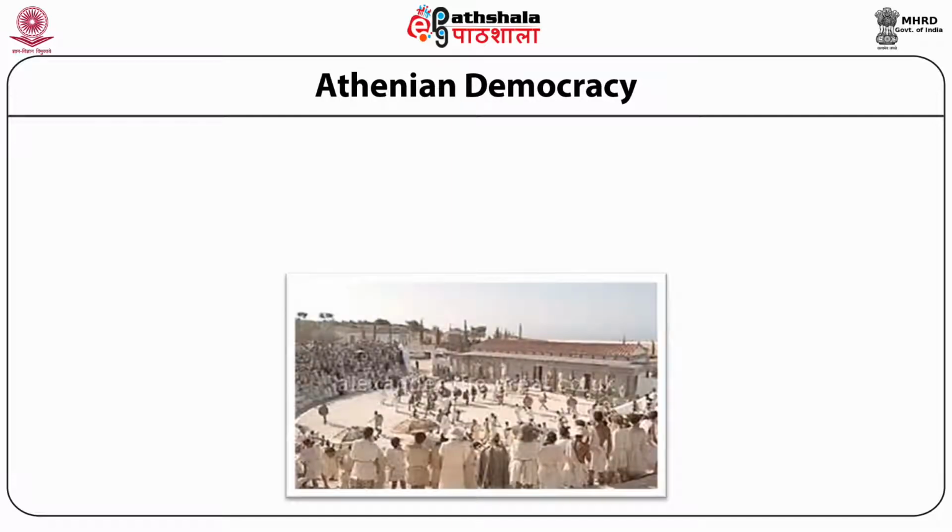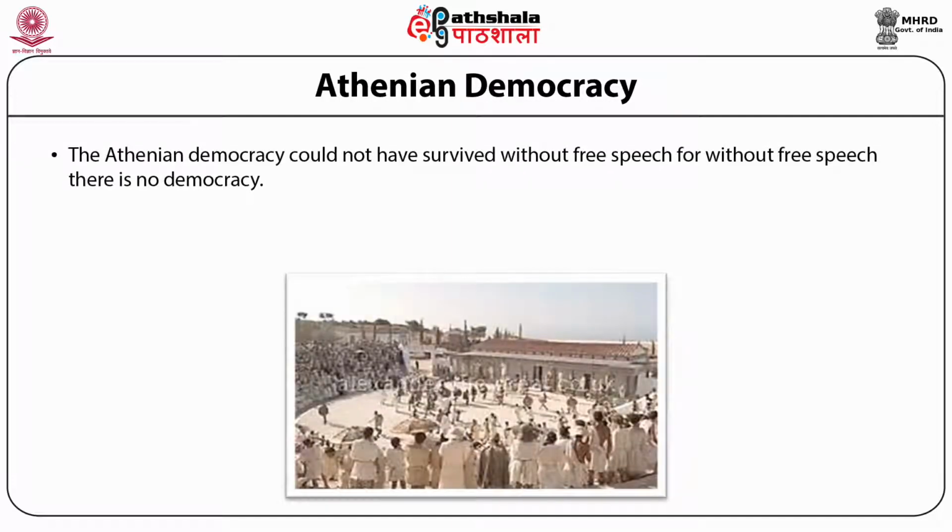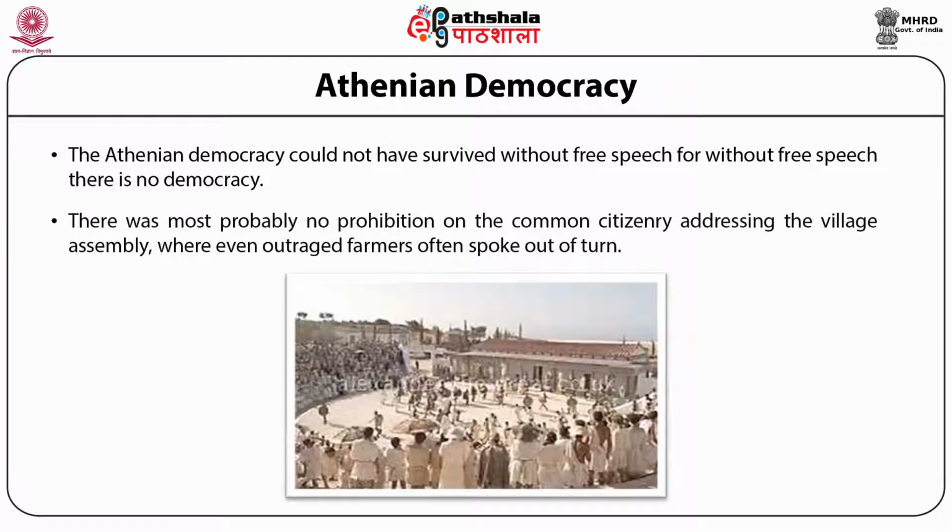Now let's come to Athenian democracy. The Athenian democracy could not have survived without free speech. For without free speech, there is no democracy. There was absolutely no prohibition in Athenian democracy. Common citizenry, addressing the village assembly, were able to speak their mind freely. Even outraged farmers would often speak out of turn and interrupt people.